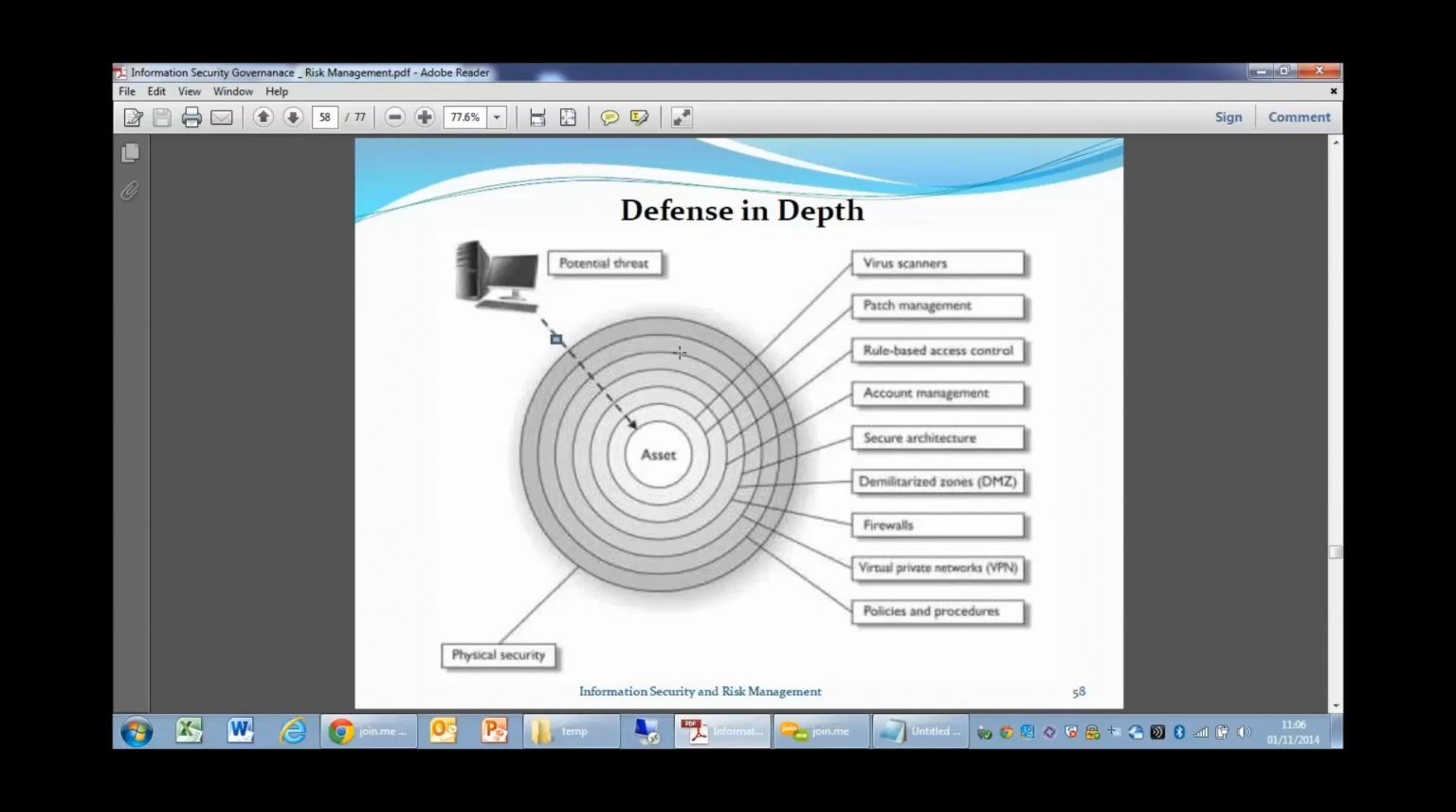So this is how the defense in depth approach comes in. If somebody wants to have unauthorized access to this asset, he has to compromise all these controls. Now you may be new to DMZ, you may be new to secure architecture, and that is where you have various domains in CISSP. DMZ will be covered in telecommunication, secure architecture will be covered in the secure architecture and design domain, rule-based access control will be covered in the access controls domain, patch management will again be covered in the security operations domain.